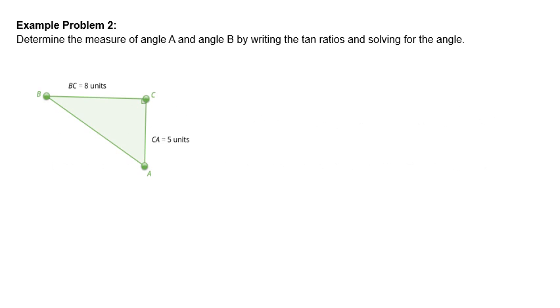So let's try an example. Determine the measure of angle A and angle B by writing the tan ratios and solving for the angle. So we start by writing the ratio like we did in the last example, but then we go a step further and solve it. Let's start with finding angle A. Remember, the tan of angle A is opposite over adjacent. If we're looking at angle A, my opposite side would be 8, and my adjacent side would be 5. So my ratio would be 8 over 5.